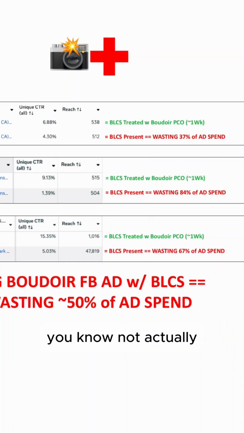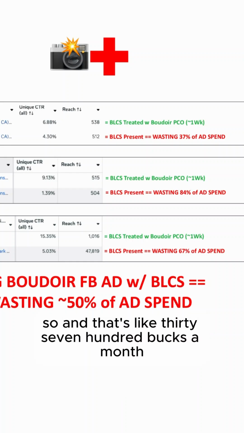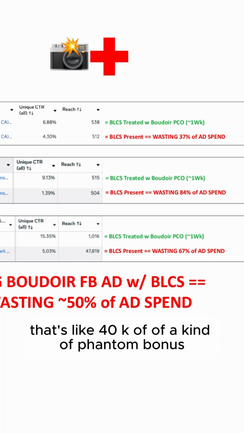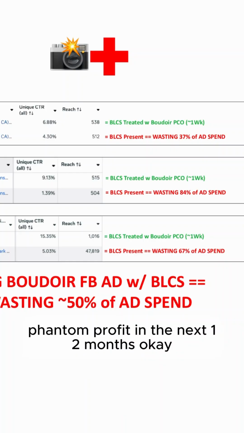And now they can keep it in their pocket and not actually waste it. And that's like $3,700 a month. That's like 40K of phantom bonus, phantom profit in the next 12 months.